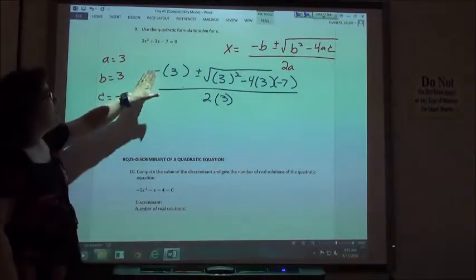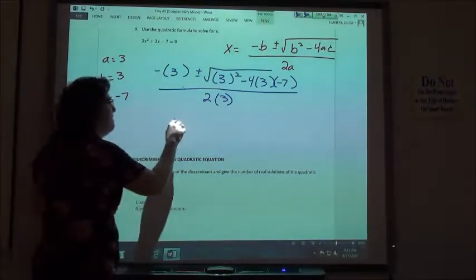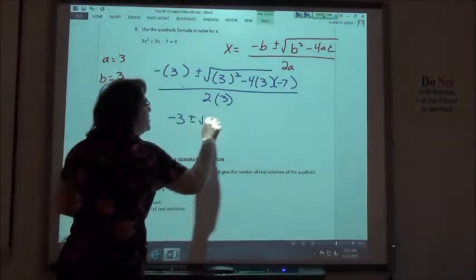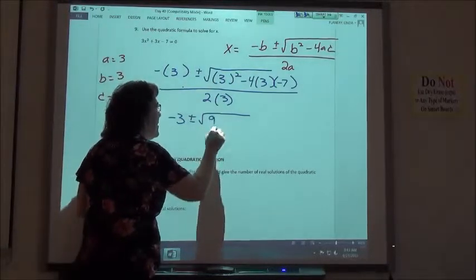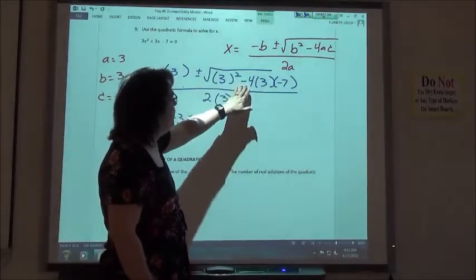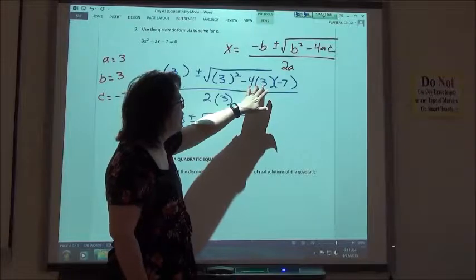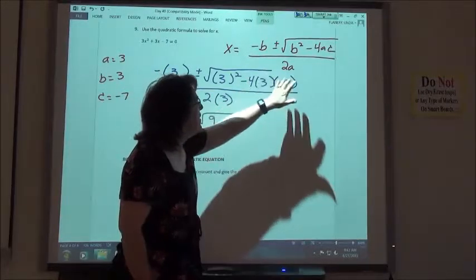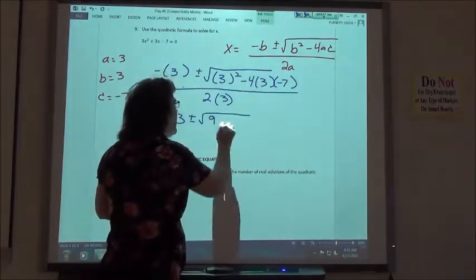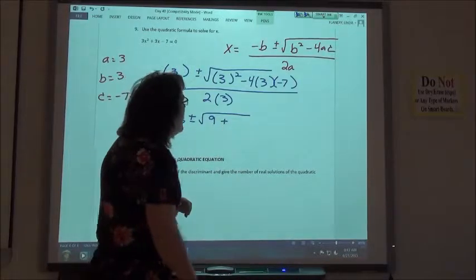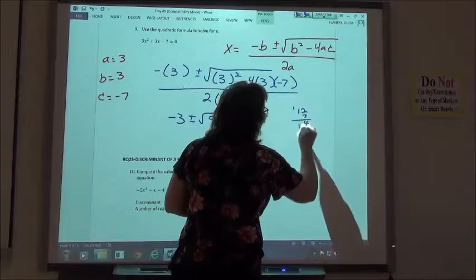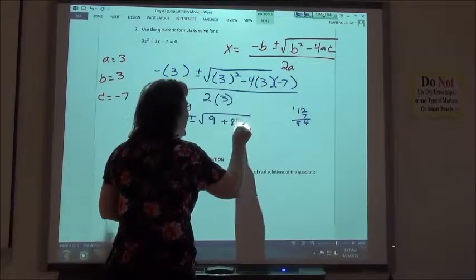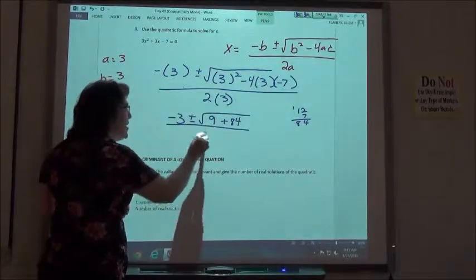So simplifying, here we get minus 3 plus or minus the square root. 3 squared. 3 times 3 is 9. Negative 4 times 3 would be negative 12. A negative 12 times a negative 7. Negative times a negative is a positive. 12 times 7, 84. Over 2 times 3, 6.